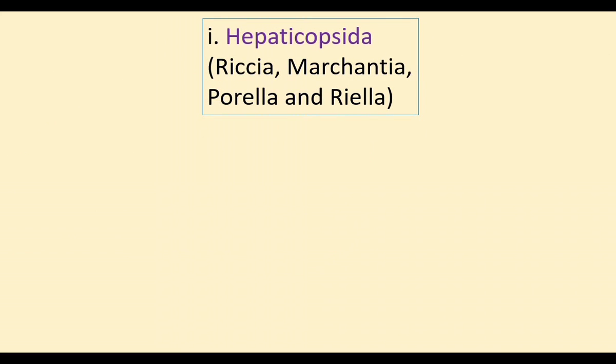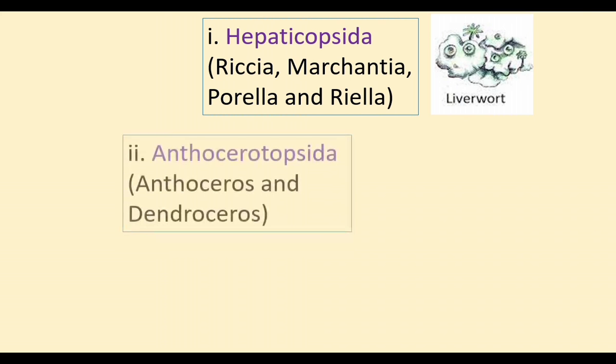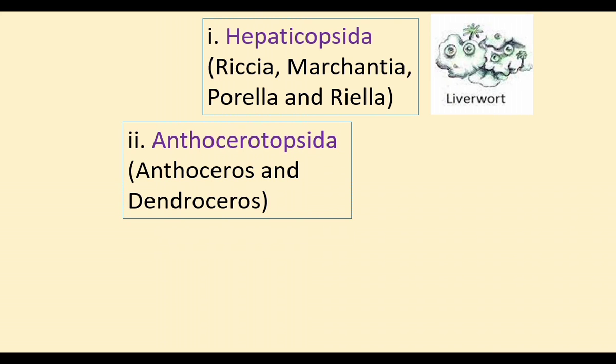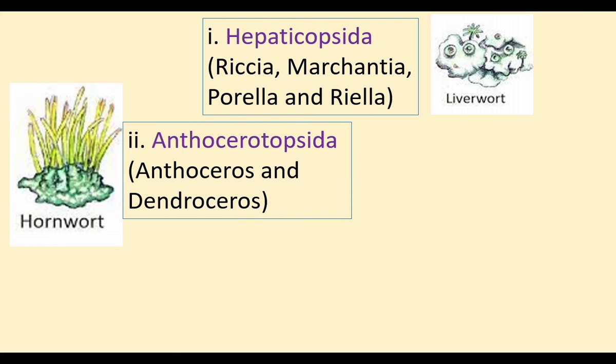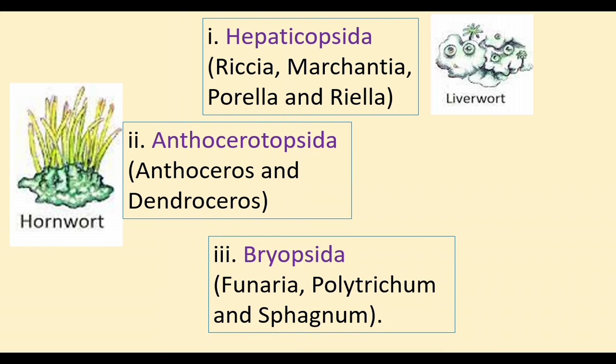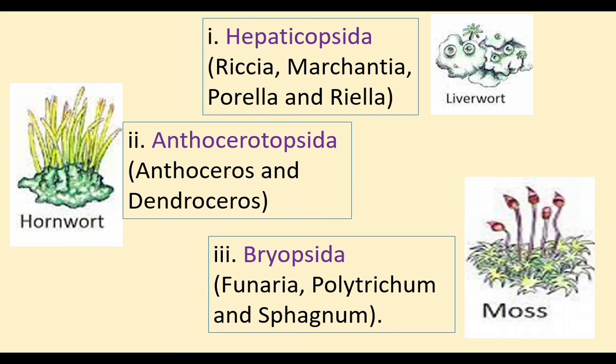Hepaticopsida is the first class of bryophytes. Example, Riccia, Marchantia, Porella, Riella. Riella is the aquatic member. The members are commonly called liverworts. Anthocerotopsida, the second class of bryophytes. Example, Anthoceros and Dendroceros. They are commonly called hornworts. Bryopsida, example, Funaria, Polytrichum and Sphagnum. They are commonly called mosses.